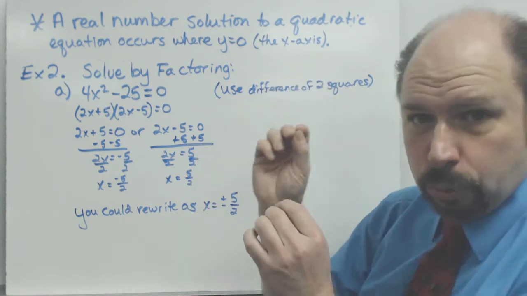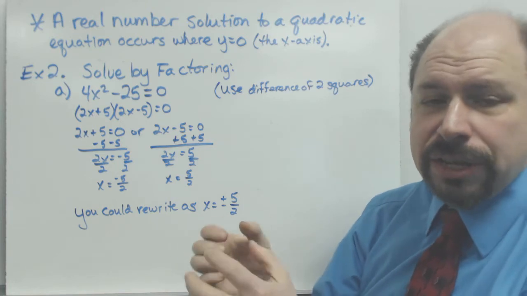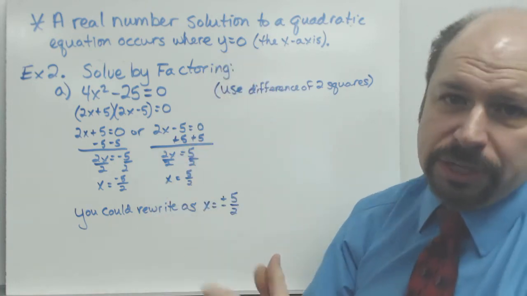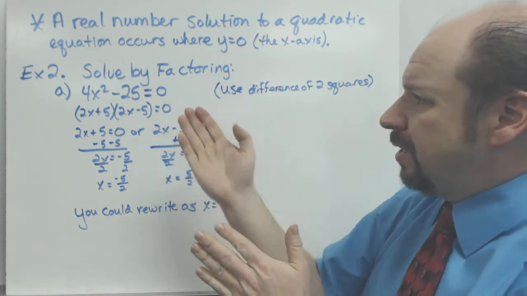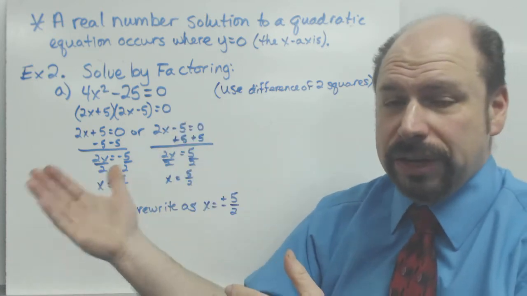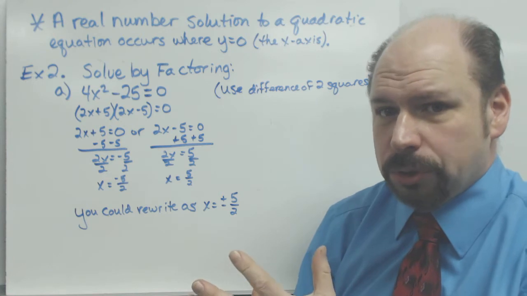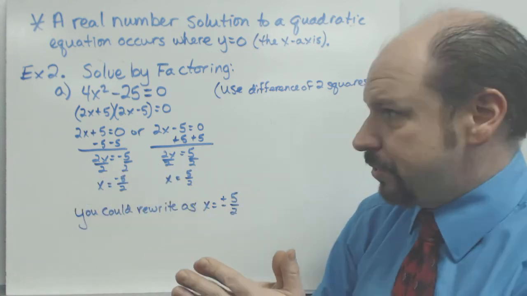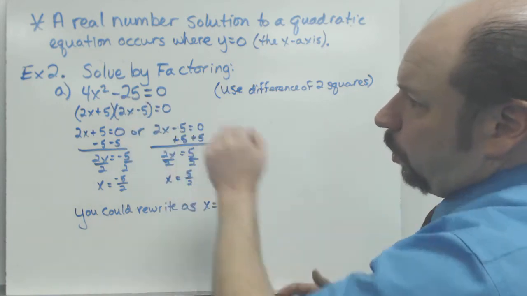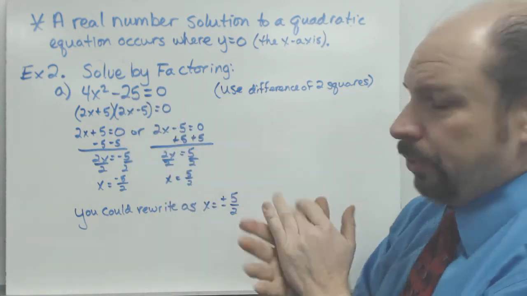Really we're looking for where the graph crosses the x-axis, and to do that, y has to be equal to 0. In some of these examples, like this one, it's already equal to 0, but in the next few, some of them won't be equal to 0 already. So what we're going to have to do is move everything to one side and set it equal to 0.